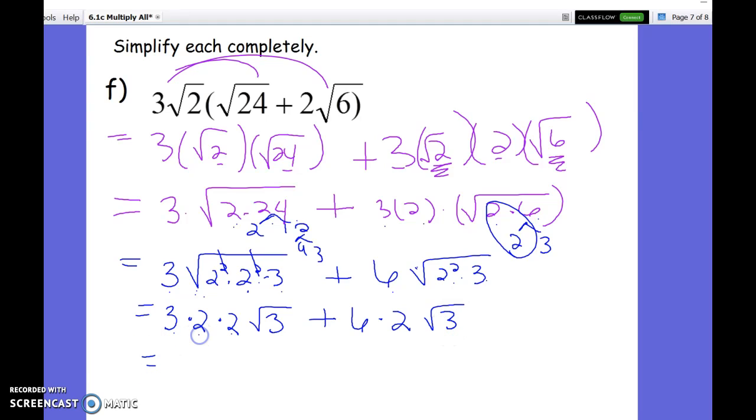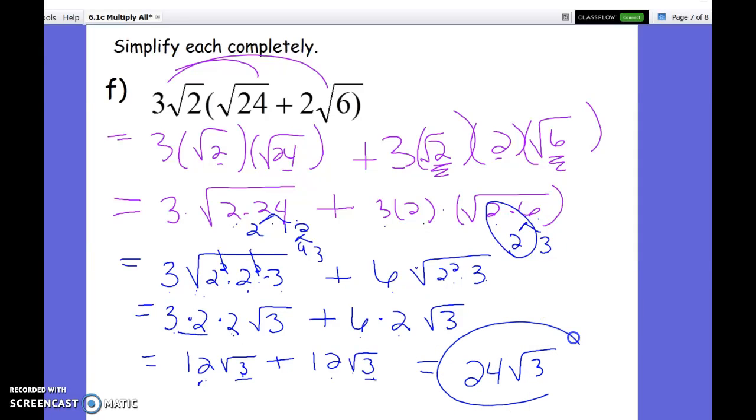Well, now all these numbers are outside our radical, so we can take 3 times 2 times 2. So that's going to be 6 times 2 is 12 times the square root of 3, plus 6 times 2 is 12 times the square root of 3. Well, our individual terms are as simplified as they can be. And then since they have the same radical, that means they're like terms. So if we have 12 of something plus 12 more, that tells us we have 24 of that thing. So 12 square roots of 3 plus 12 square roots of 3 is 24 square roots of 3, and that's our final answer.